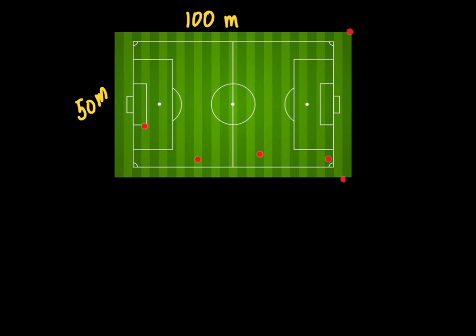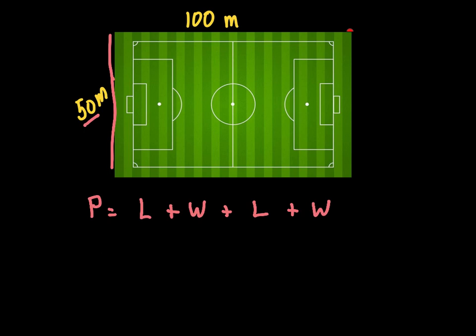Well, there's different formulas that we could use, and I'm going to show you one. P is equal to length plus width plus length plus width. And then we plug in the numbers for length and width. We know that 50 meters is on this side. So then we know that 50 meters is going to be on this side. If 100 meters is on this side, then we know down here will be 100 meters. So all we would need to do is plug them in.